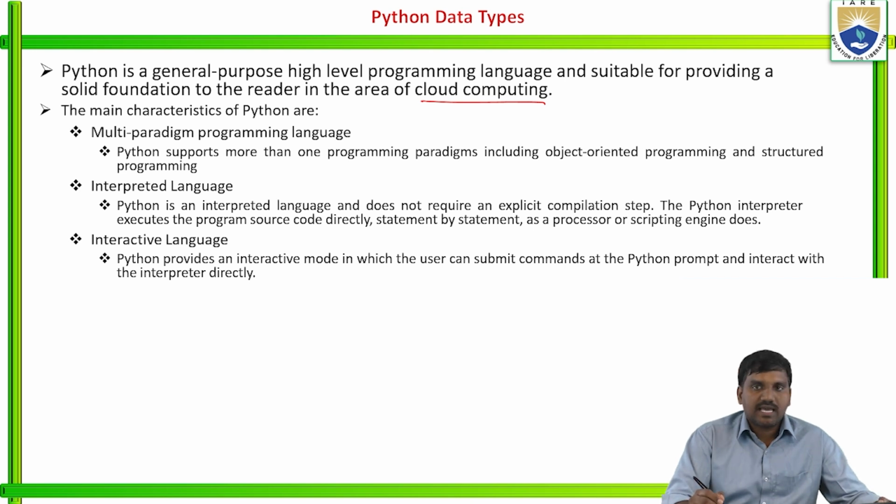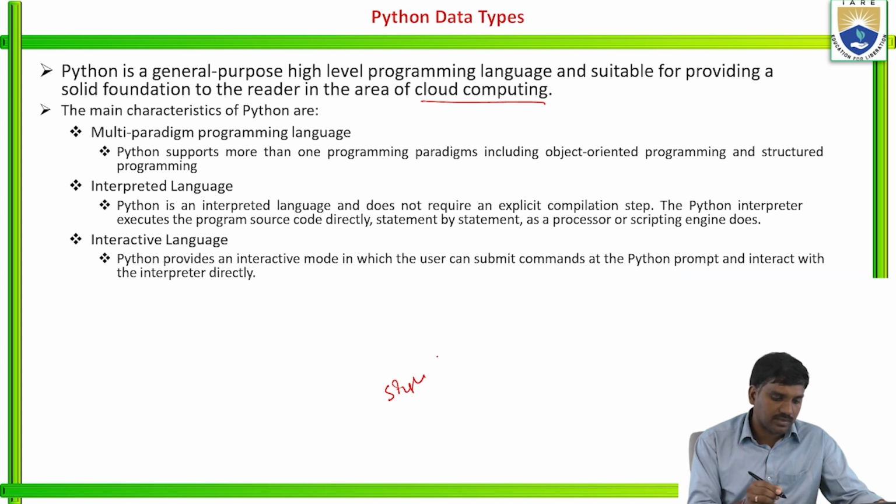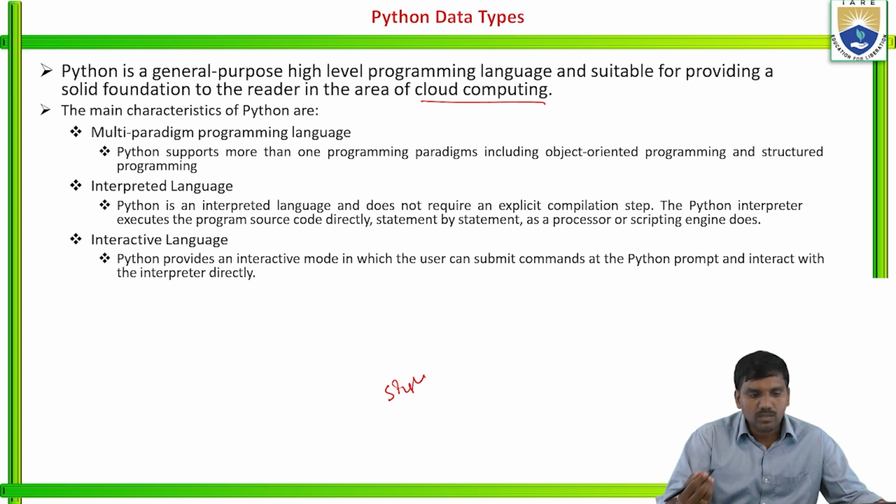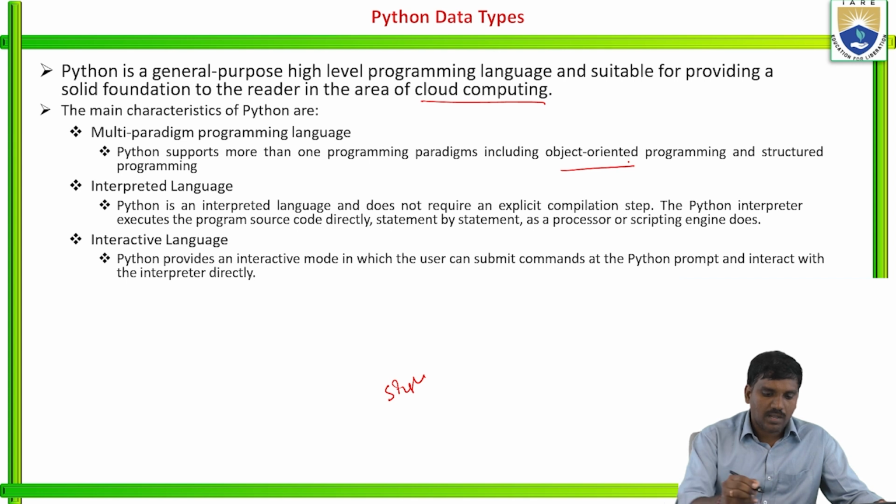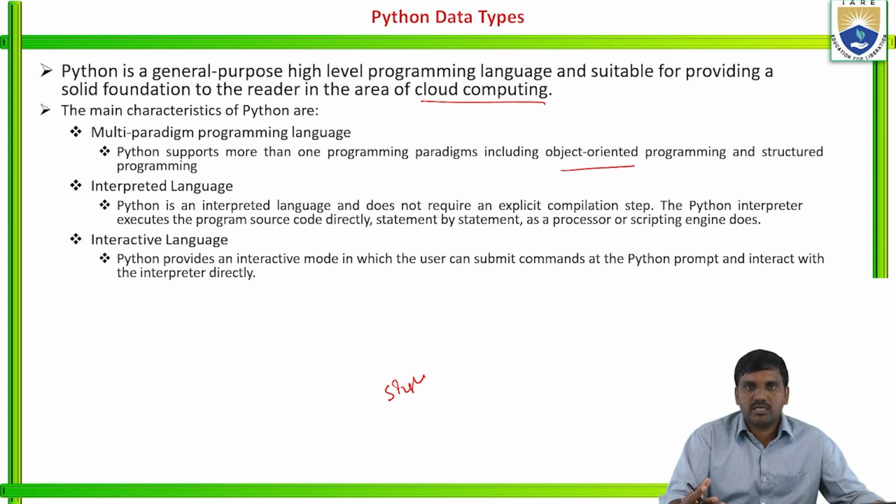So what are the main characteristics of Python? First, it is a multi-paradigm programming language. It is used for multiple purposes, not a single purpose. Python supports more than one programming paradigm, including object-oriented programming and structured programming. So it is not only for object-oriented or only for structured programming; it supports both. This is the first characteristic of Python.